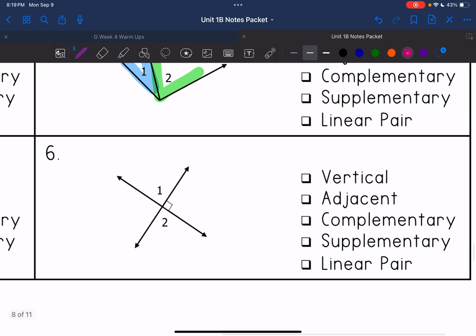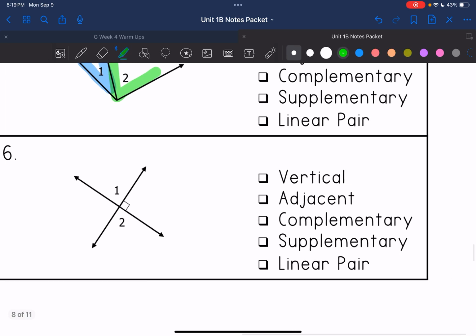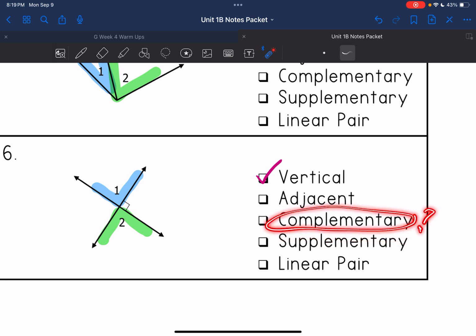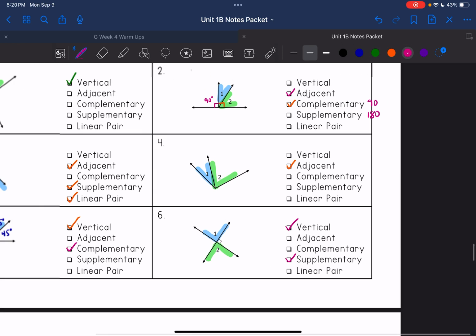Okay, and then the last one, number 6. Here's angle 1 up top, and then angle 2 at the bottom. I could tell right away that they're vertical because they are across from each other. So that means that they're not adjacent. They're not a linear pair because it doesn't make a line. They're not complementary. So the only last one is, are they supplementary? Like, do they equal 180 degrees? Well, I think they're 90 degrees each. So if I have 90 plus 90, that's going to equal 180. So these are supplementary.